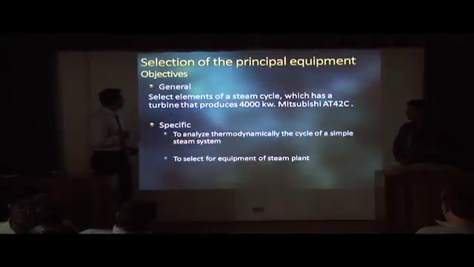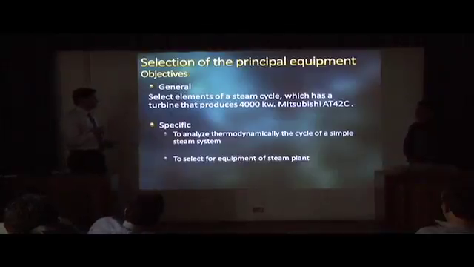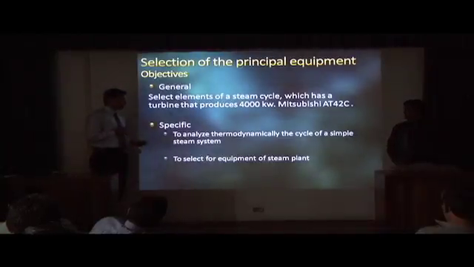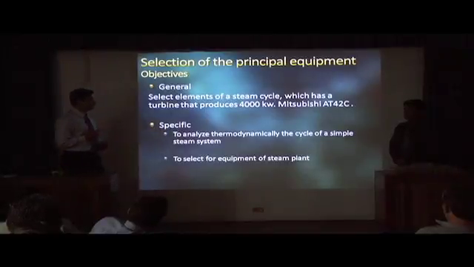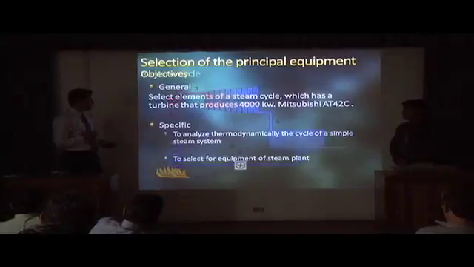Next. In objectives, the general objective is to select elements of a steam cycle which has a turbine that produces 4,000 kilowatts. In this case, the model is Mitsubishi AT42C. And specific objectives: to analyze thermodynamically the cycle of a simple steam system, and to select equipment of a steam plant.